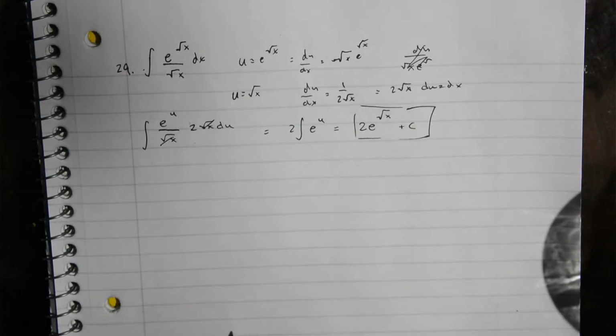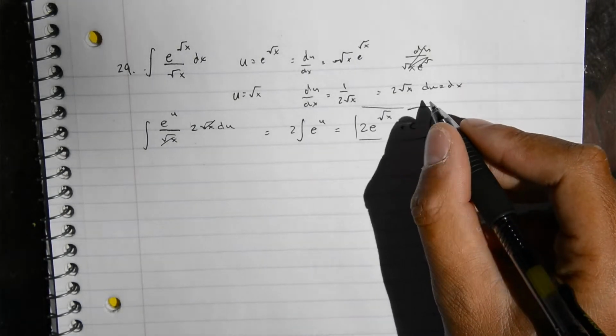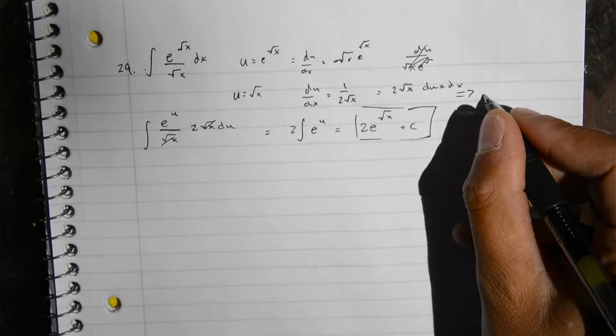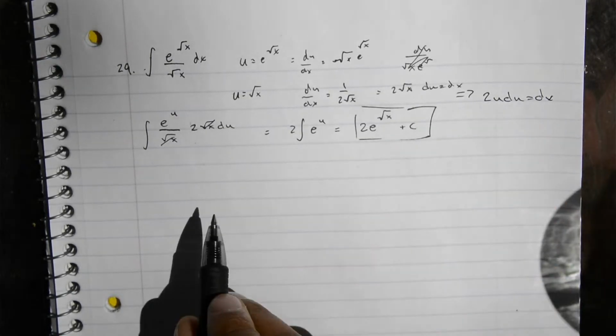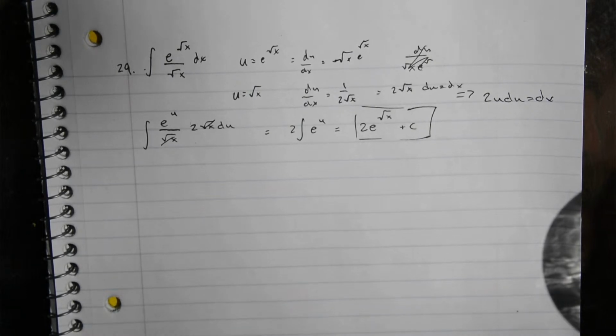Oh yeah, because what you can do is rewrite this as 2u du equals dx. And then, yeah, you can do that. That's fine. Okay, so what are we on? I feel like these are all u subs.